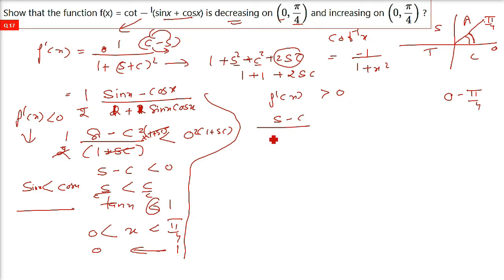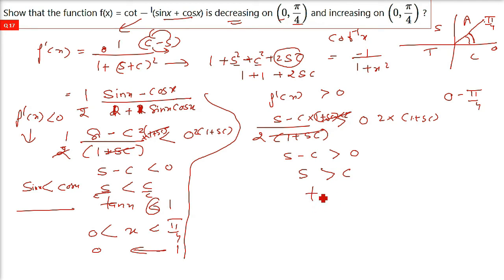How about f'(x) greater than 0? So (sin x − cos x) divided by 2(1 + sin x cos x) should be greater than 0. Multiply both sides by 2(1 + sin x cos x), which we did in the first part also. On the right it is multiplied by 0, so it will remain like that, and here it will all be cancelled. So sin x − cos x should be greater than 0, that is, sin x should be greater than cos x.